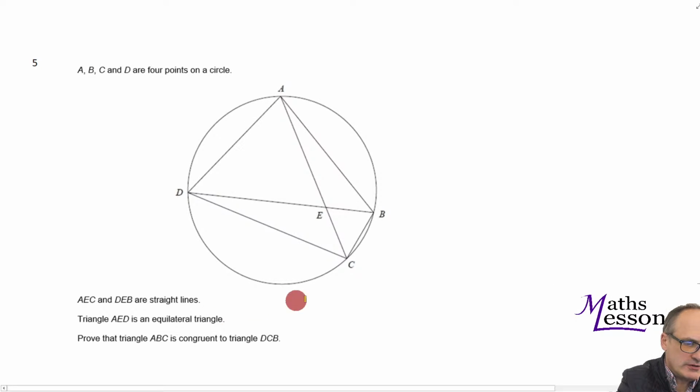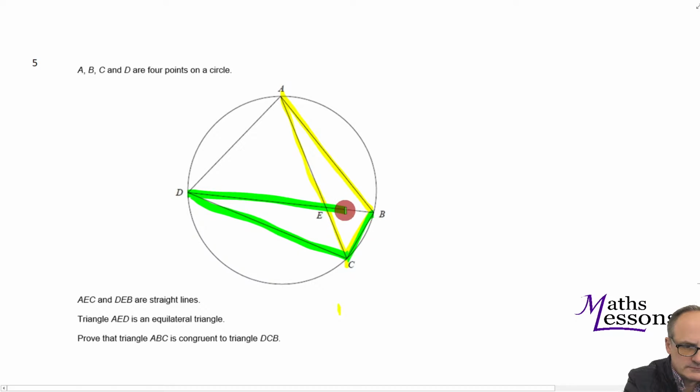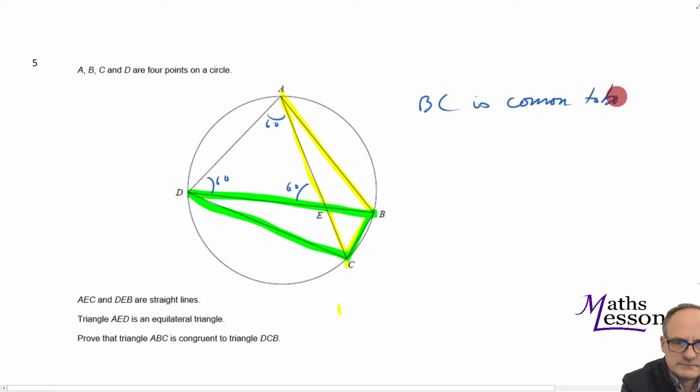Okay, so we're going to show that ABC is congruent to DCB. Now it's made a lot easier by the fact that AED is an equilateral triangle. So that's 60, that's 60, and that is 60. Makes life a little bit easier. We can start off that BC is common to both. So that gives us one side.